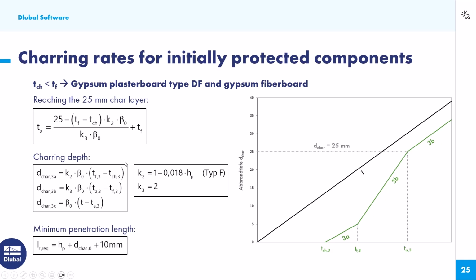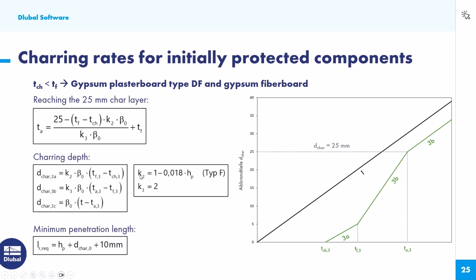Yeah, let's have a detailed look. There's also this equation about the 25 millimeter of the char layer, and also the charring depths for 3A, 3B, and 3C. Oh, sorry, there's a small mistake. It should be 3C.